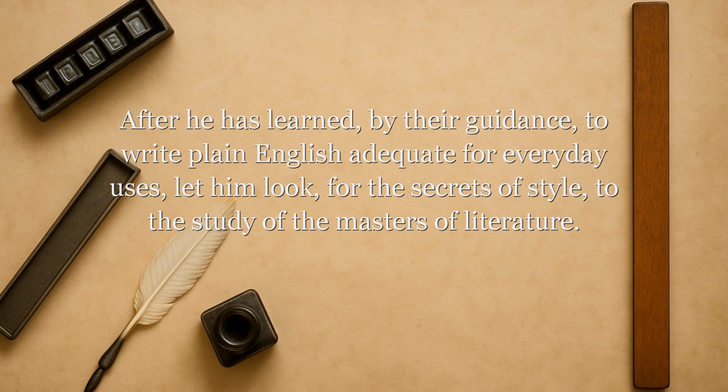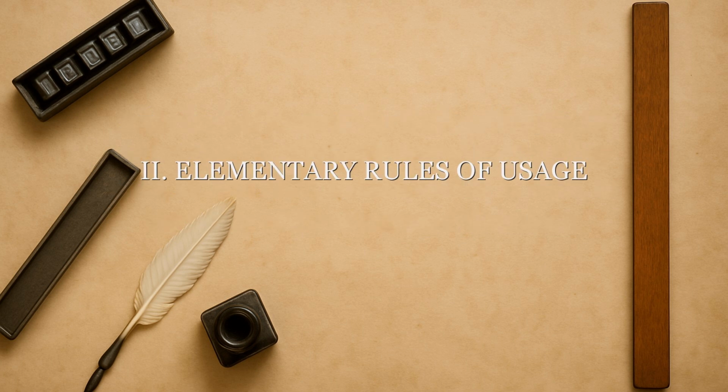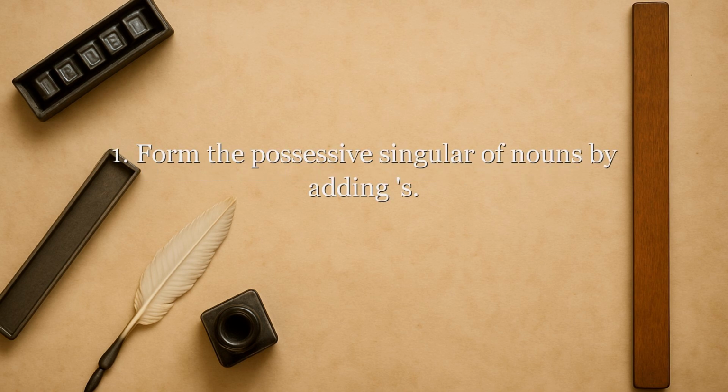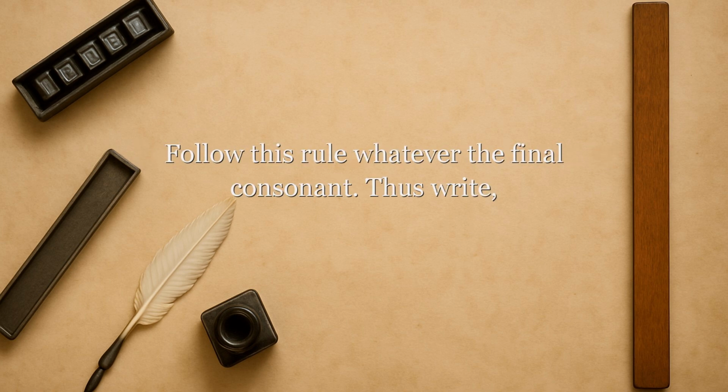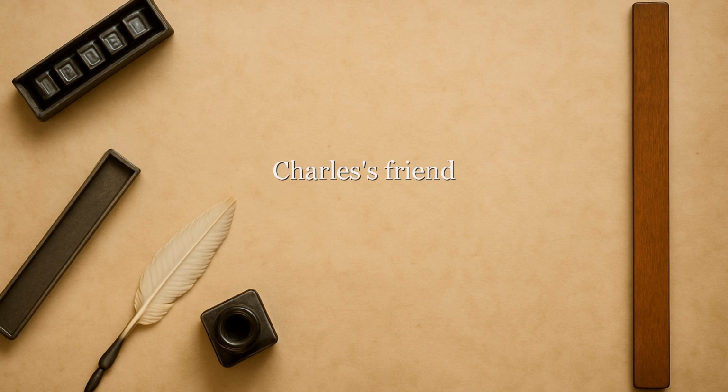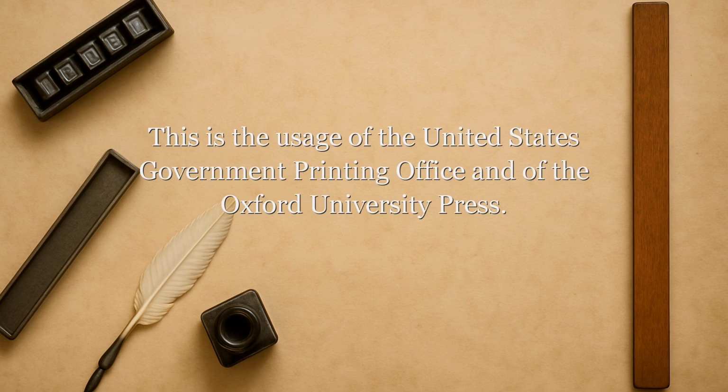Let him look, for the secrets of style, to the study of the masters of literature. Chapter I, Elementary Rules of Usage. 1. Form the possessive singular of nouns by adding 's. Follow this rule, whatever the final consonant. Thus write, Charles's friend, Burns's poems, the witch's malice. This is the usage of the United States Government Printing Office and of the Oxford University Press.